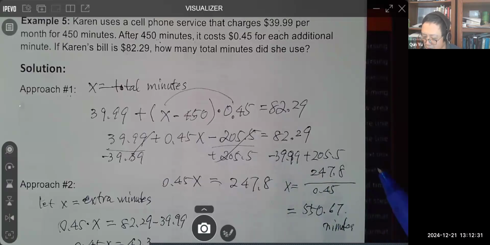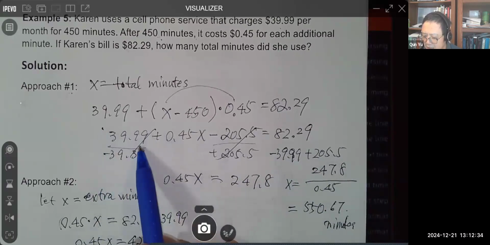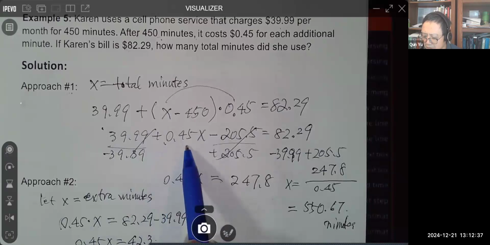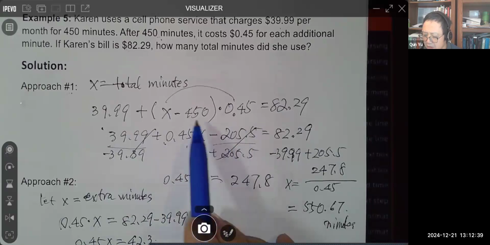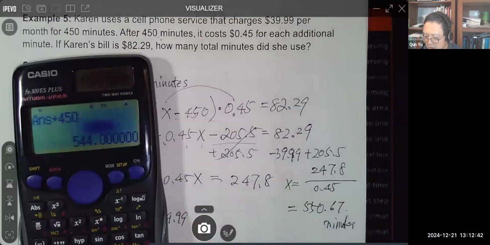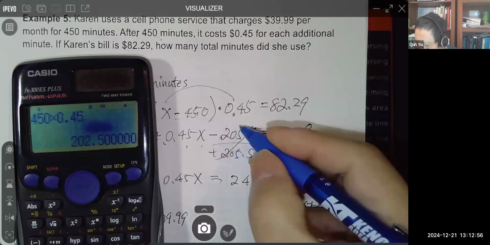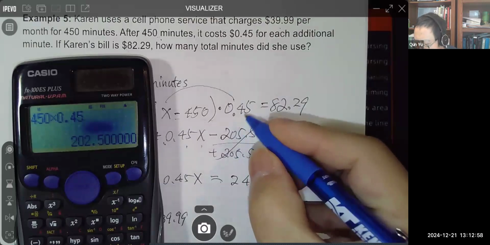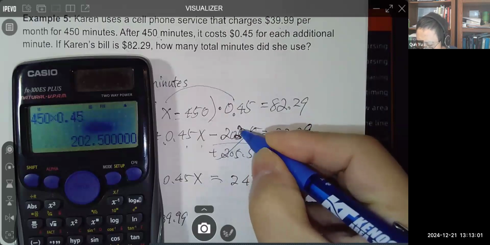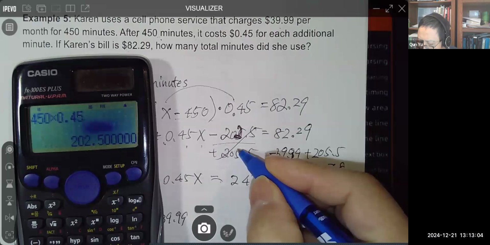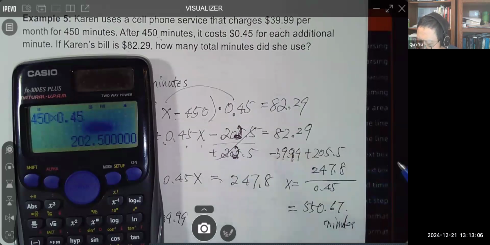Let's double check my calculation. 39.99, 0.45x. I'm going to double check this multiplication. So 450, mistakes happen sometimes, times 0.45, 202.5. See, that's a typo. It was 202. I wrote it as 205. That makes a big difference. Let's redo this.